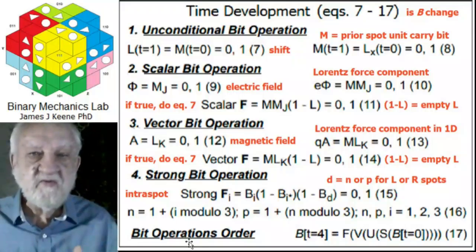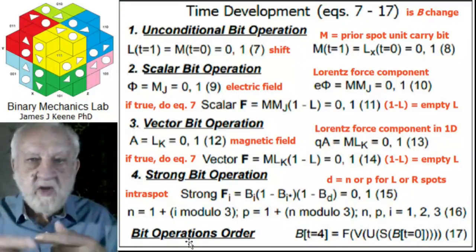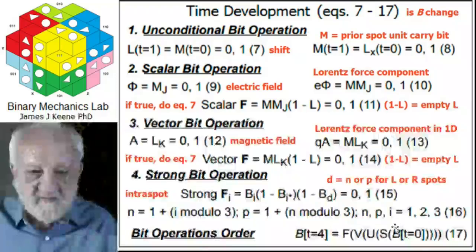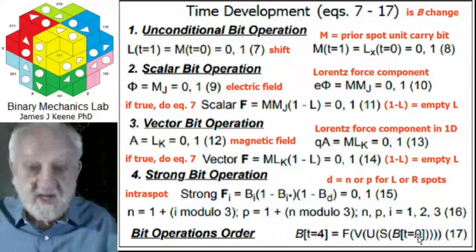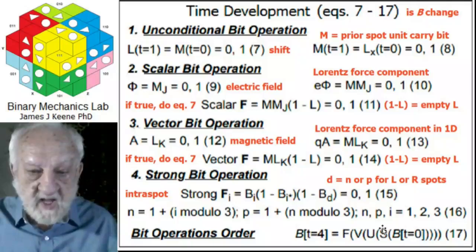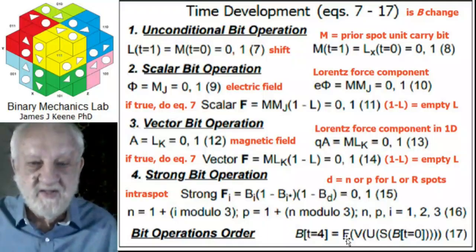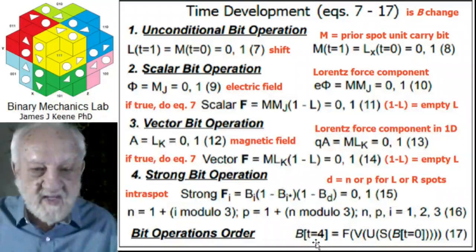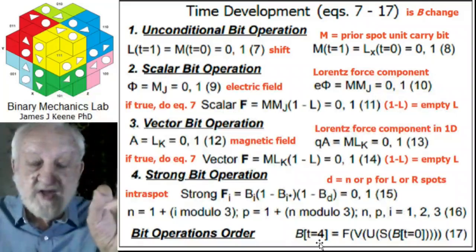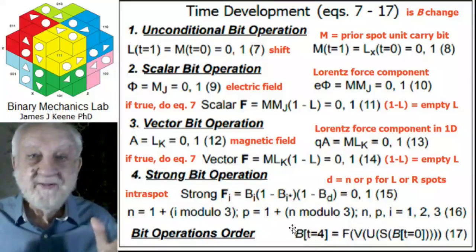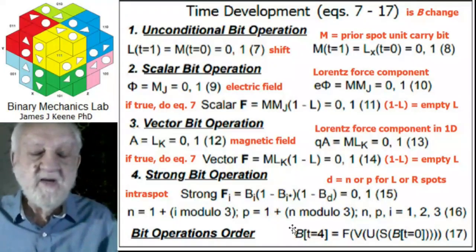Finally, is the question of bit operation order. How do we run our universe? It's like a looping computer program. And in this case, what equation 17 says, that the bit function, in other words, the system state, at time equals 0, we apply the scalar bit operation, then the unconditional bit operation, the vector bit operation, and F representing, in this case, the strong bit operation, so that at 4 ticks of our primary constant time, we have a new system state, a new world. And that is how simple a theory of everything can be.